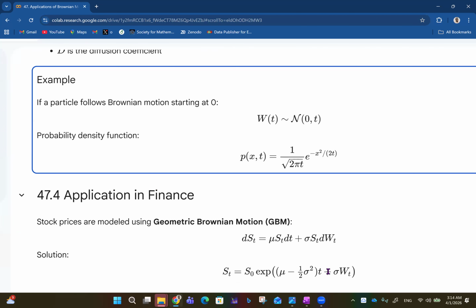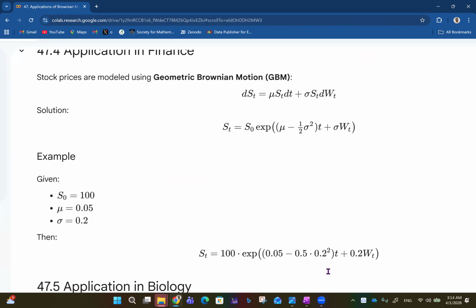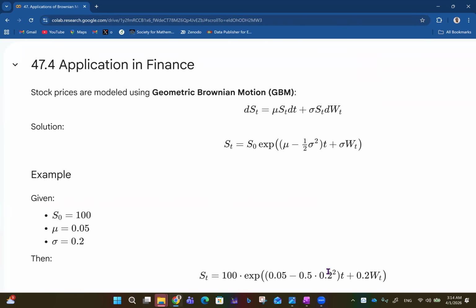Then we have application in finance. Stock prices are modeled using geometric Brownian motion, GBM, and that is dS sub t equals mu S sub t dt plus sigma S sub t dW sub t. And if you solve this problem, you get S of t to be S naught exp of mu minus half sigma squared t plus sigma W sub t.